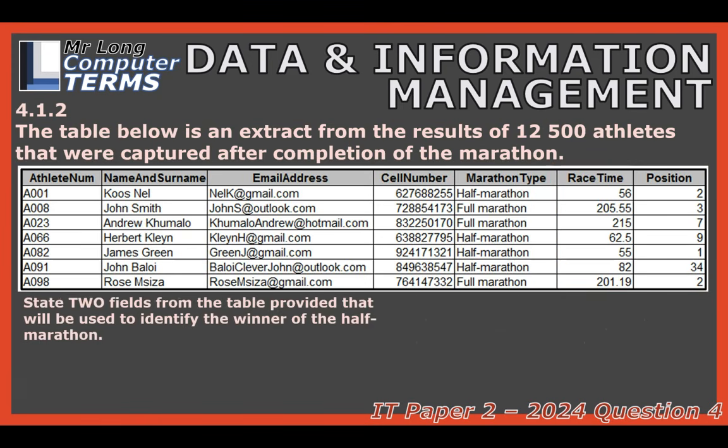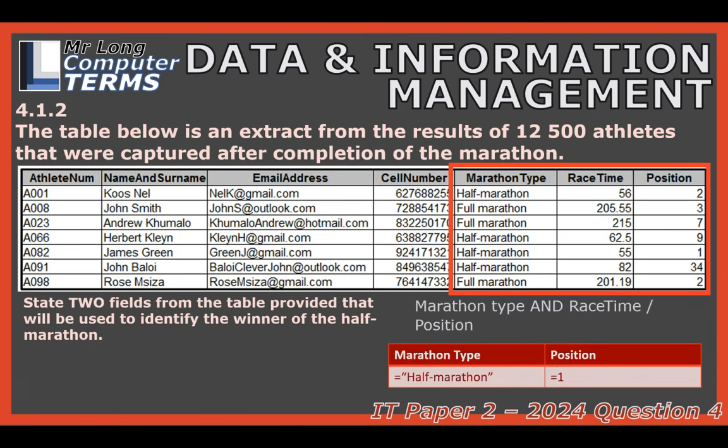Then let's talk about two fields from the table that can be used to identify the winner of a half marathon. Now, the two most obvious ones, now we've got position, so I'm going to use that as my answer, but we can use position, which is the easiest one. But if we didn't have the position, as I said earlier, you can use the race time instead. But we need the marathon type because we need to know if it's a half marathon, and we need to know either the position or the race time.